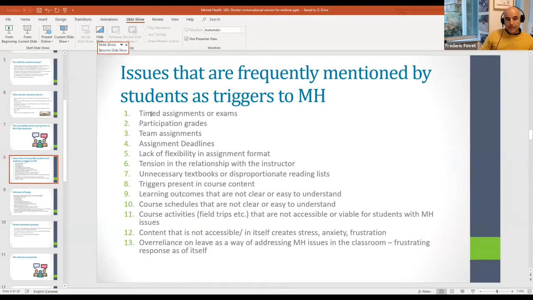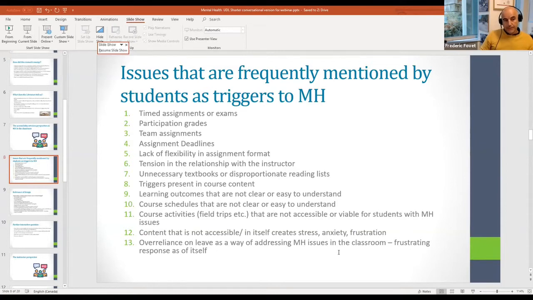Timed assignments or exams, participation grades, team assignments, assignment deadlines, lack of flexibility in assignment format, tension in relationship with instructor, unnecessary textbook or disproportionate reading list, triggers present in the course content. Here we're talking about triggers in the content themselves without warnings. Learning outcomes that are not clear or easy to understand, course schedules that are not clear or easy to understand, course activities that are not accessible or viable for students with mental health issues, content not accessible in itself that starts creating frustration, anxiety, and therefore mental health issues, and an over-reliance on leave as a way of addressing mental health.